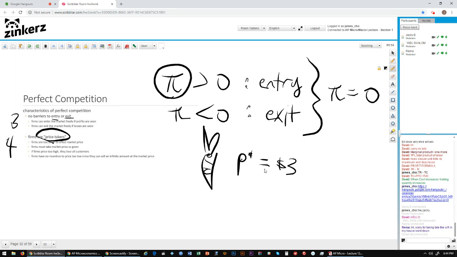But they can't because everybody else is selling exactly the same quality carrot for $3. So if I decided to sell it for $4, no one's going to buy it from me. If I decide to sell it for $3.10, no one's going to buy it from me. If I decide to sell it for $3.01, no one is going to buy it from me. Okay? Now here's the thing.